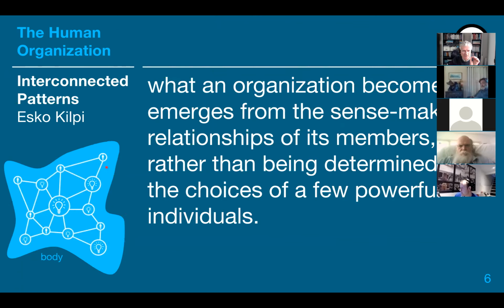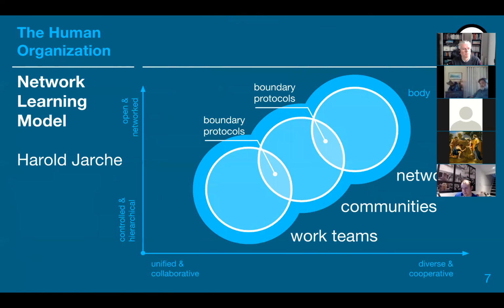Rather than having some nodes that are more powerful than others, or some nodes that are higher than others. So a really flat view of the world, and something that emerges. I like his definition of the sense-making and the relationships of the members, and that organization emerges out of this kind of structure. So that's Esko Kilpi.